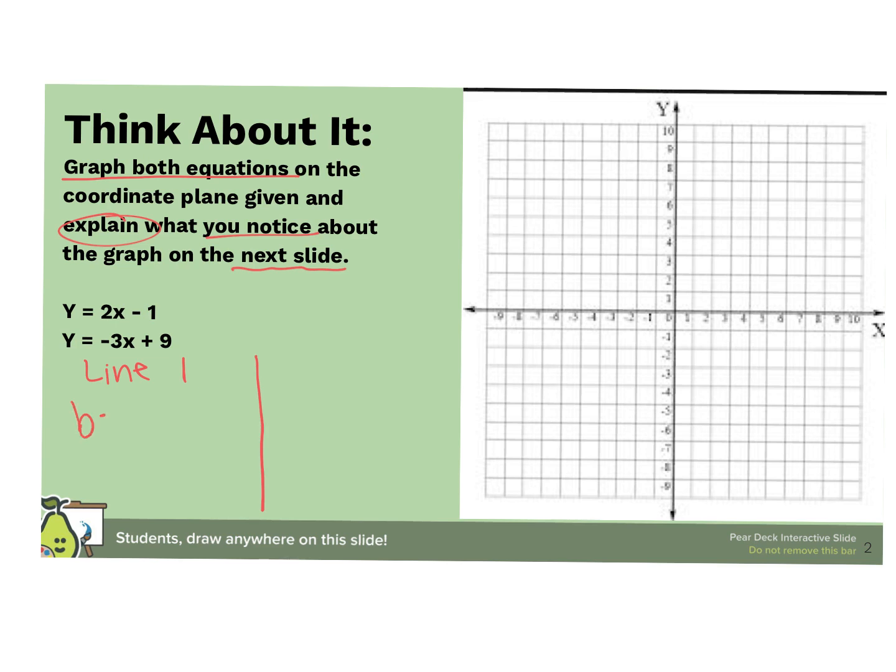We always start with the y-intercept. For the first line, it's -1. So let's put the -1 on the graph. And then our slope, we need to write it as a fraction. So we're going to make it 2 over 1. That means go up 2 and to the right 1.